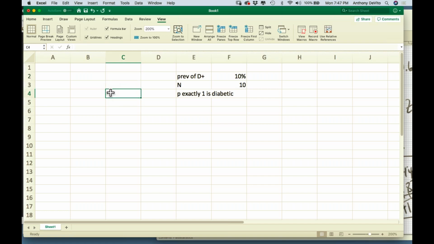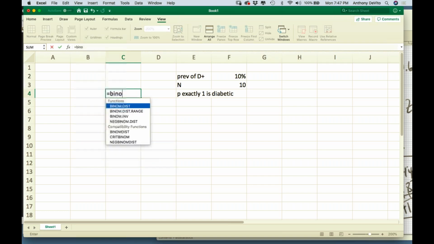I'm going to say to myself, okay, let's calculate that probability. So binom dist, parentheses, number of successes. What's the probability of getting 1 person that's diabetic out of my, comma, number of trials is 10, comma, and the probability for any individual being diabetic is 10%, 0.1.